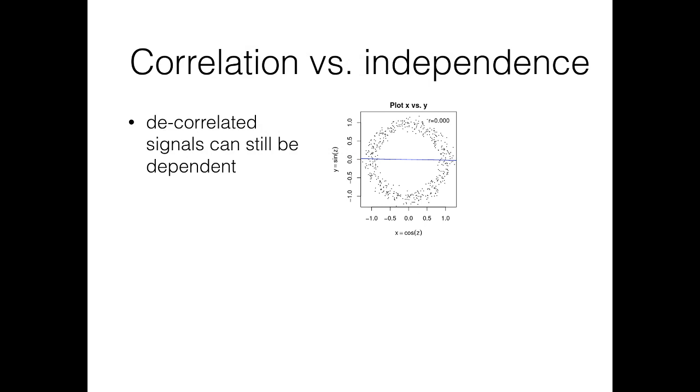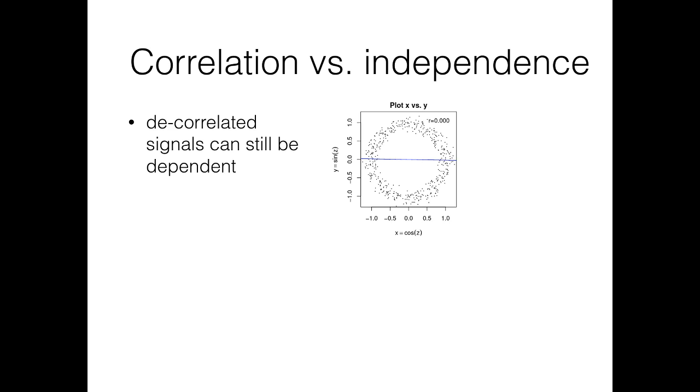If two signals are independent, then they are by definition uncorrelated with each other. But if two signals are uncorrelated, they are not necessarily independent, as this example shows. Again, we have two variables in this plot, x and y, and the correlation between x and y is 0, but you can see that there's obviously a relationship between them. If I know the value of one variable, then I can predict the value of the other one. This is what's referred to as dependence. Given knowledge about one variable, I can tell you something about the other.